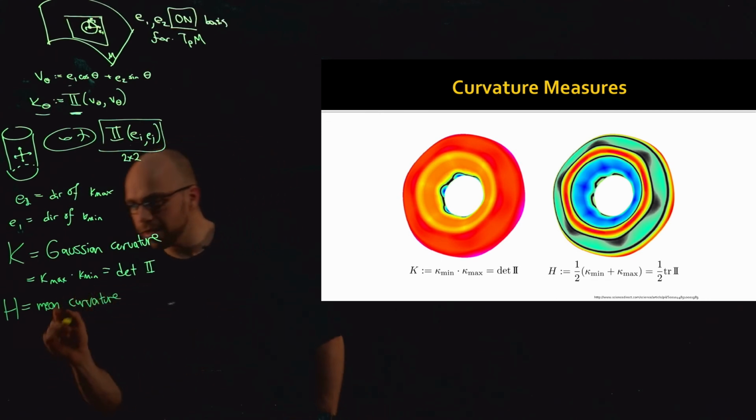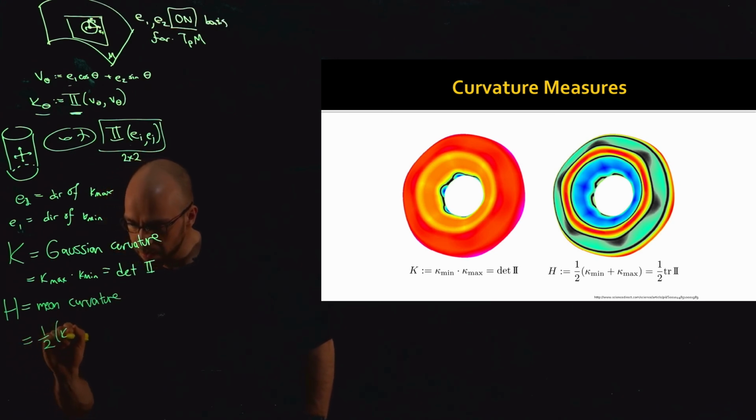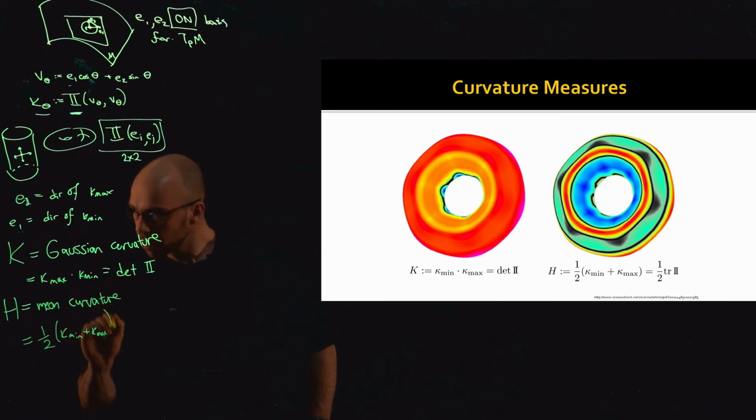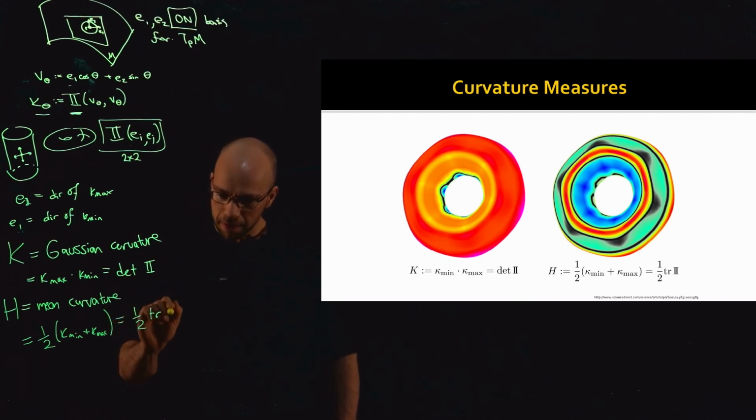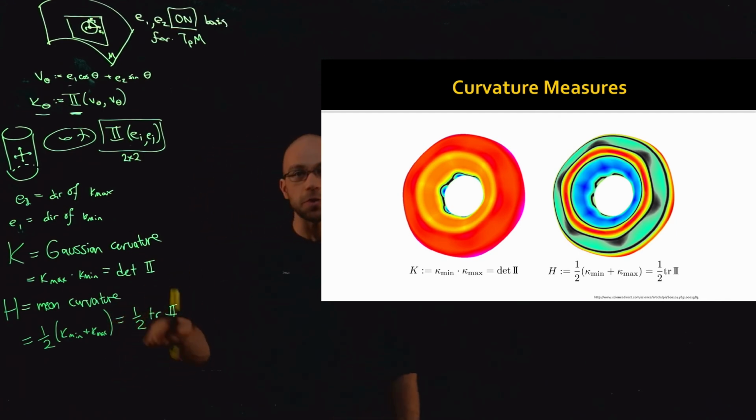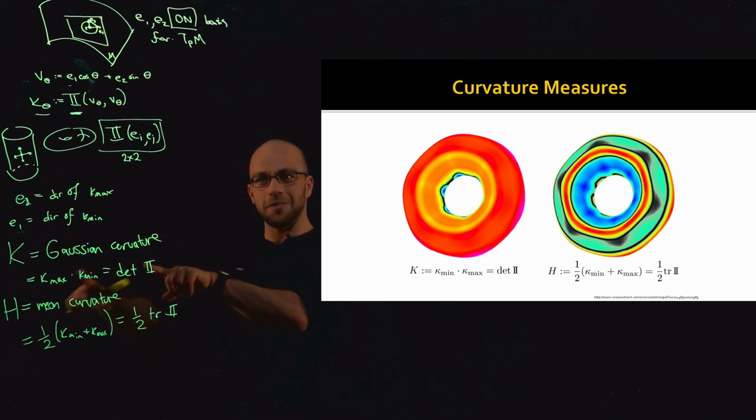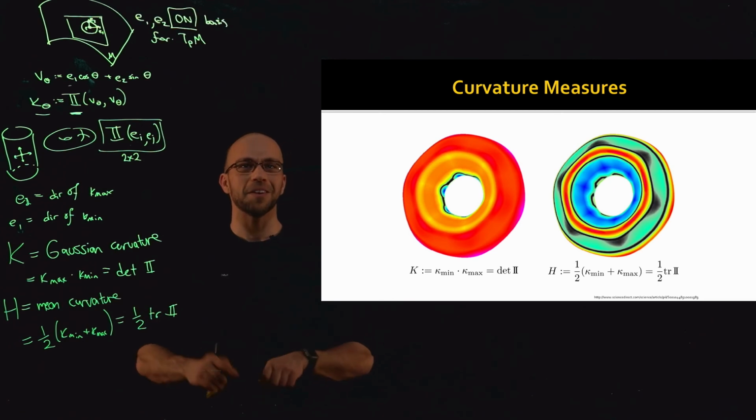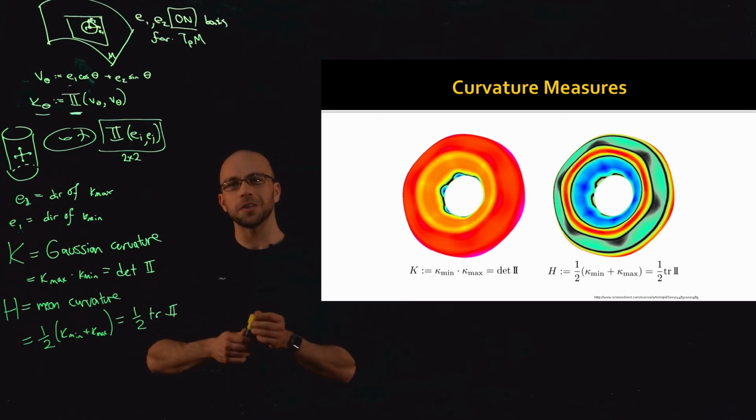And H is just the average of kappa min and kappa max. Or equivalently, this is kind of like 1/2 the trace of the second fundamental form. Remember that trace is the sum of eigenvalues, determinant is the product of eigenvalues, which is how you get from right-hand side to the left-hand side here. And these are the most famous ways to measure curvature at a point on a surface.